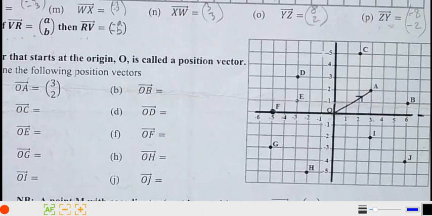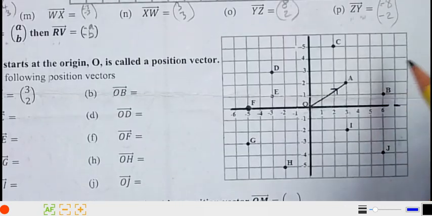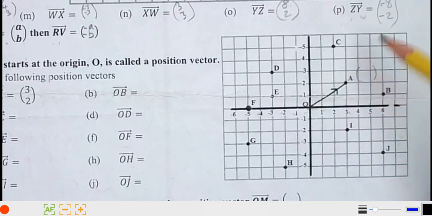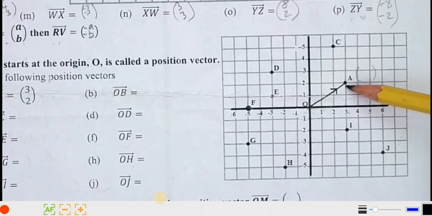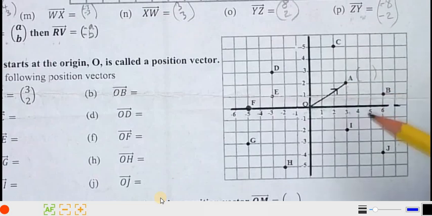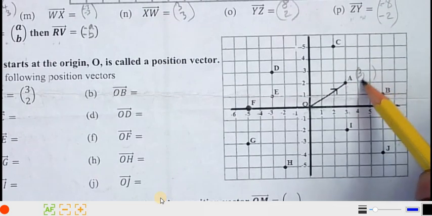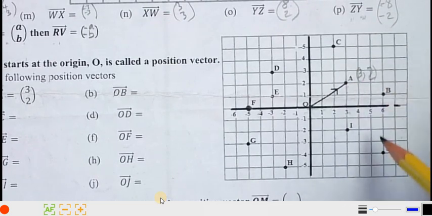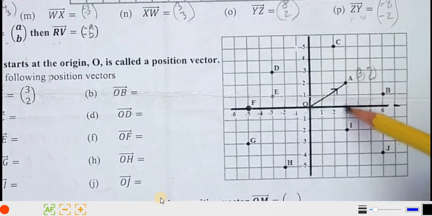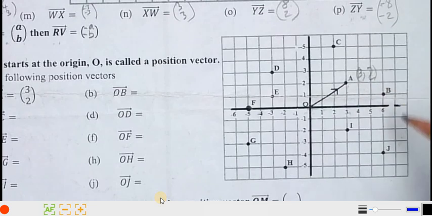If you know the coordinates of the endpoint for the position vector, you can automatically know the vector components. Let me explain that to you. What is the location of A? 3 on X and what? The location of A is 3 on X and 2 on Y.